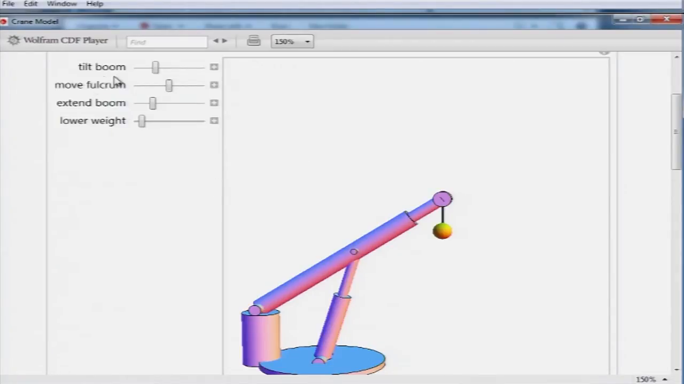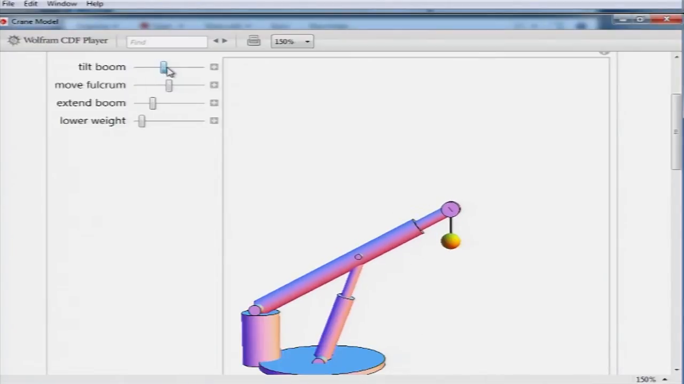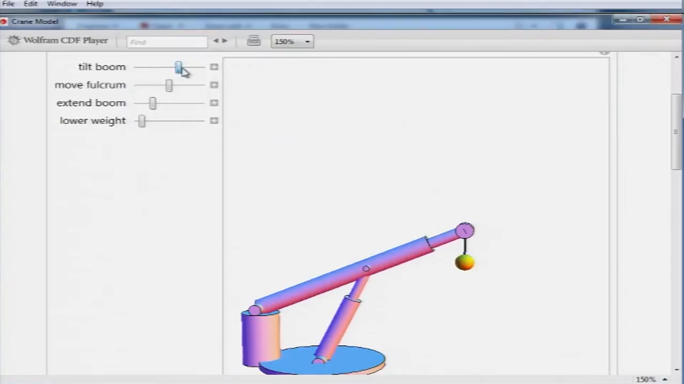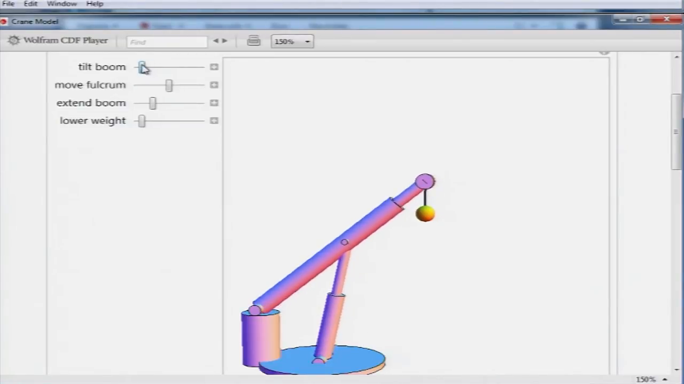Now, look at it, this is a tilt boom. So, this is a tilt boom, what do we do? We change the angle of this, sorry, this is a tilt boom. What happens here is that we can decrease the length of this and lower this, or we can increase the length of this portion and we can increase this.